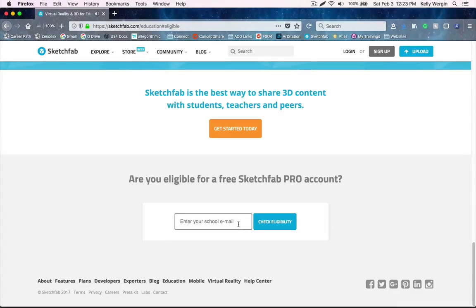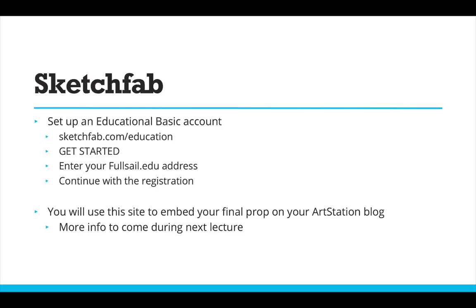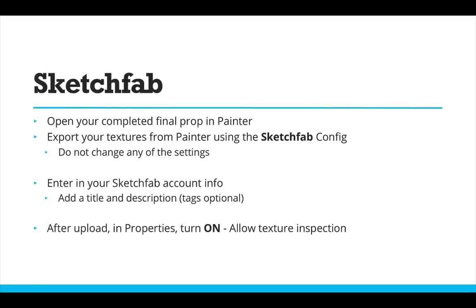Enter your school email address and click Check Eligibility. After you've been approved, continue with the registration. This is the site we're going to use to display our final piece, and then embed that link into your ArtStation blog. Now we'll head back to Painter to export your final mesh.